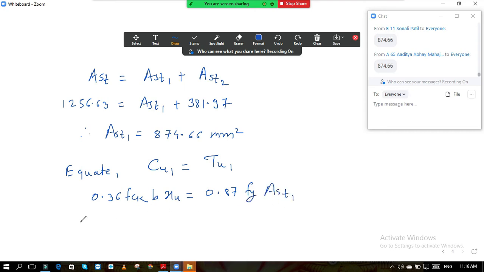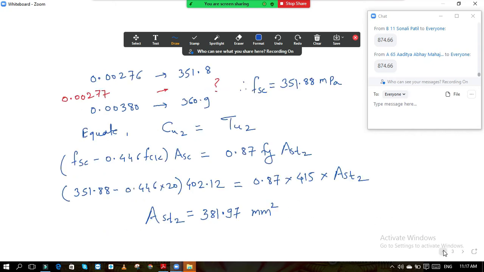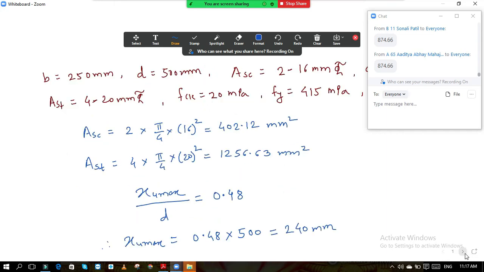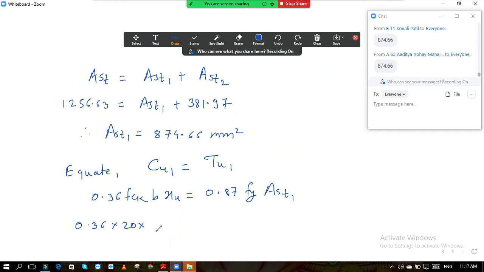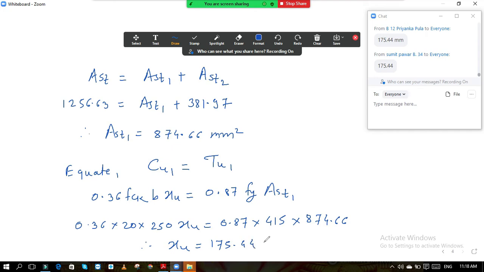So just put the values. 0.36 into FCK is 20 into B. What was the value of B? I forgot. B is 250. XU as it is, 0.87 into 415 into 874.66. So therefore, XU is equal to 175.44 mm.